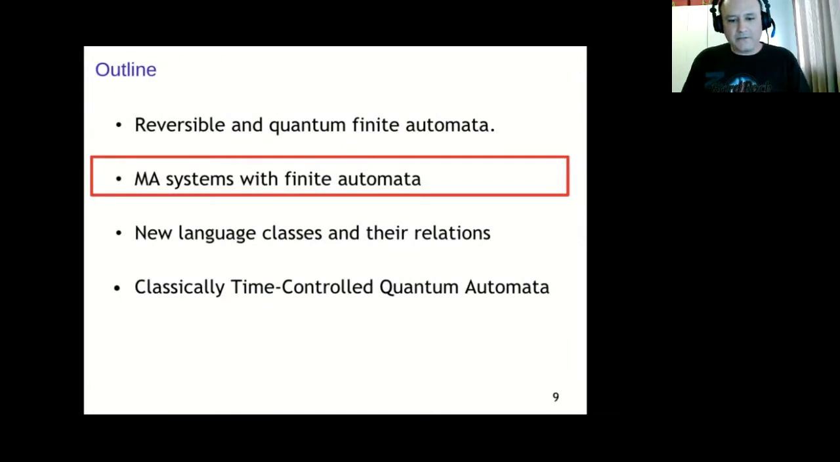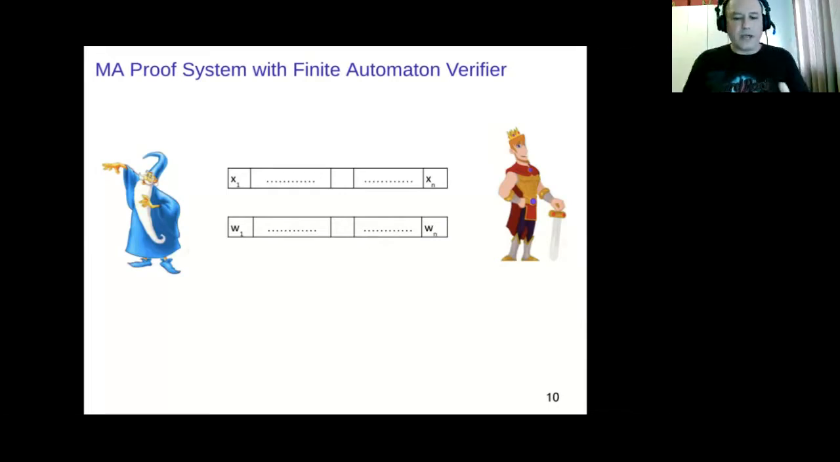So now let me define what a Merlin-Arthur proof system is. Remember, we have a very powerful computer, capable of computing even non-computable functions. And we have a verifier, which will be a very restricted quantum finite automaton, right? And this quantum automaton could be a reversible automaton or a quantum automaton. Also, before I forget, I define here a pure state quantum automaton. We are not using mixed states here. If you allow mixed states, the thing completely changes. So I'm just talking about pure state quantum automata.